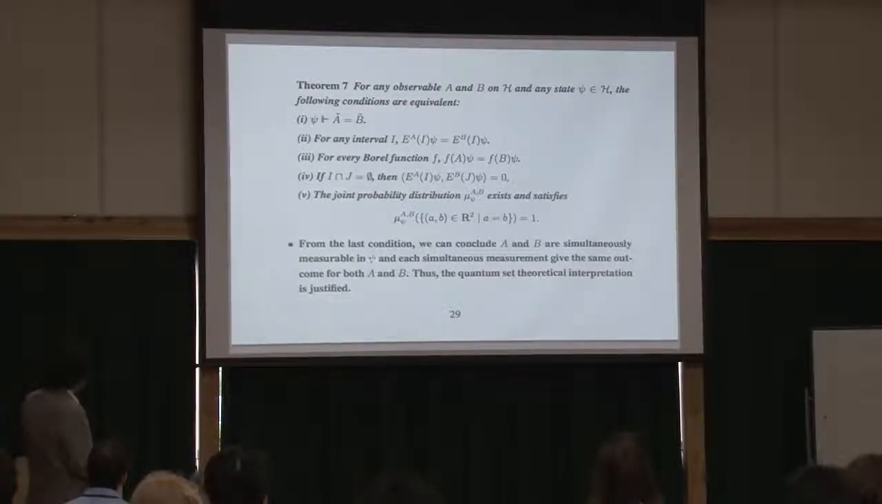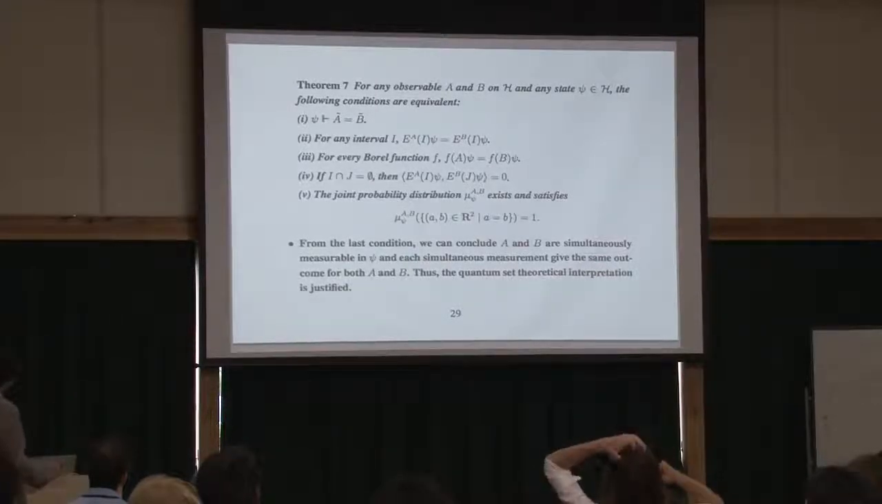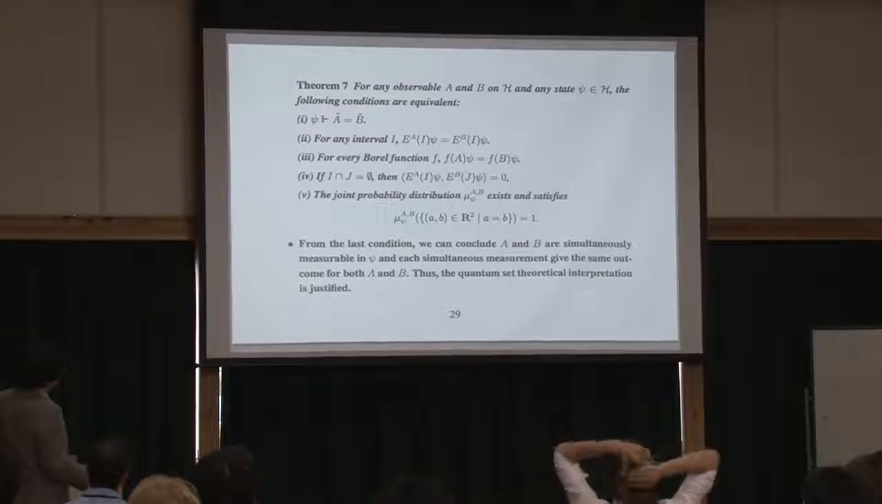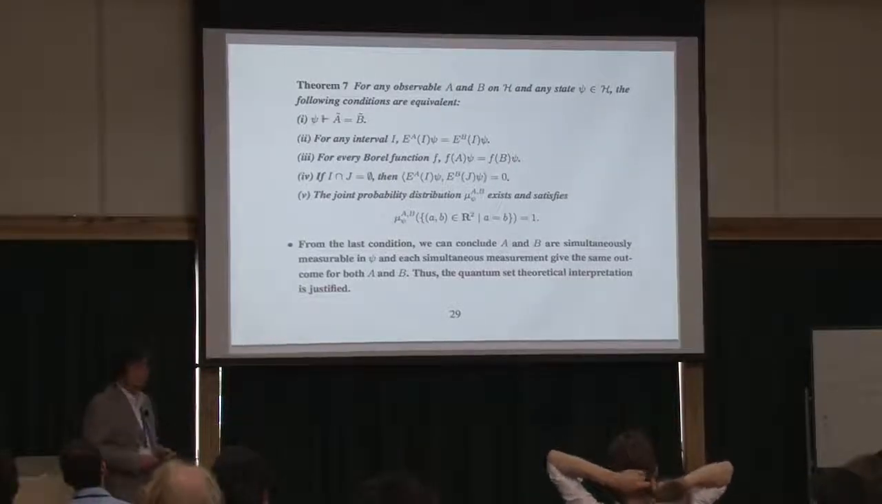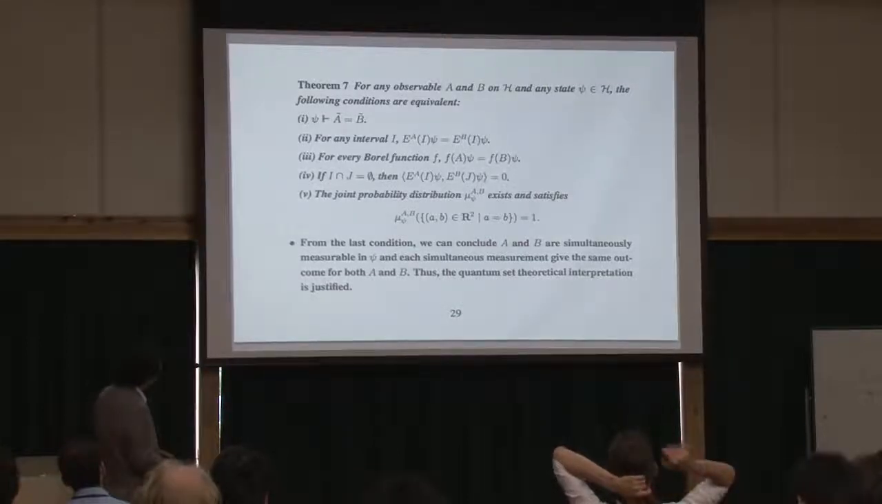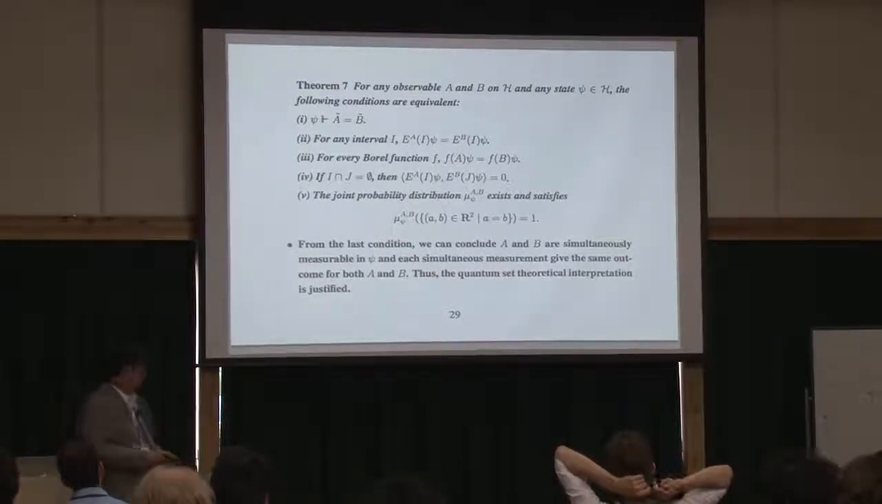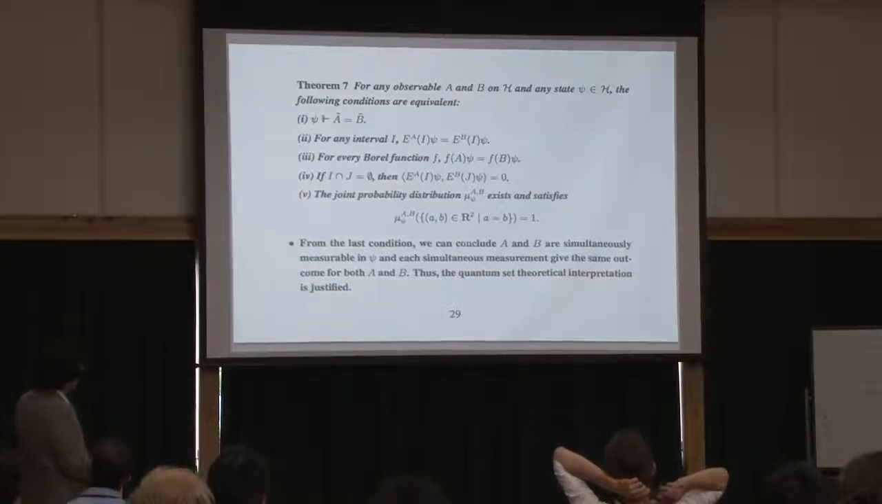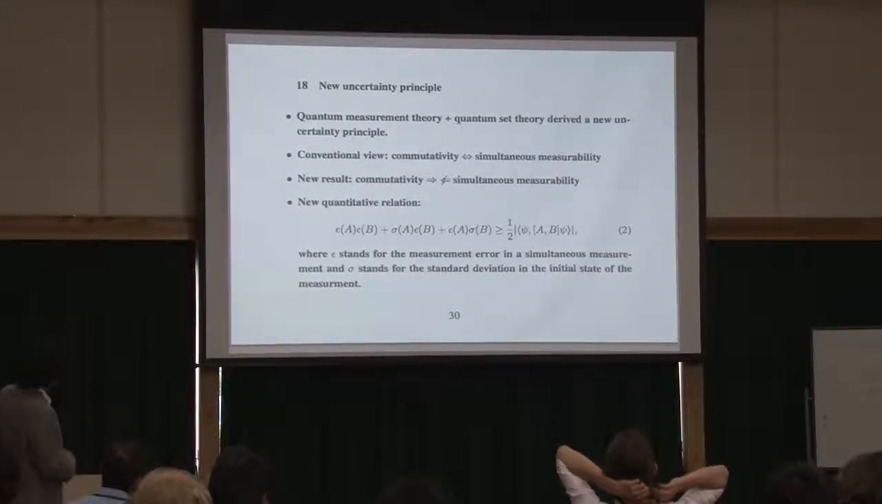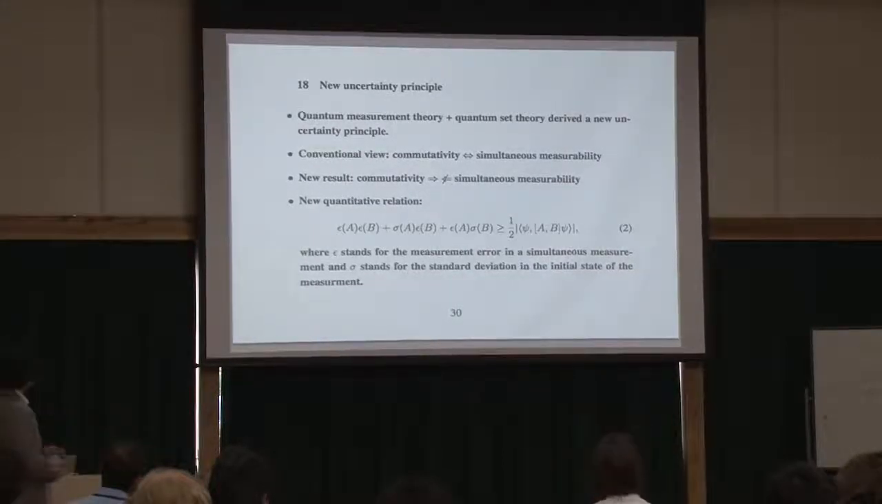So from the last condition, we can conclude A and B are simultaneously measurable, and each simultaneous measurement gives the same outcome for both A and B. That's a quantum theoretical interpretation justified in an operational way. From this, you can measure A and B simultaneously, and this simultaneous measurement always gives the same value. Now we consider the uncertainty principle.